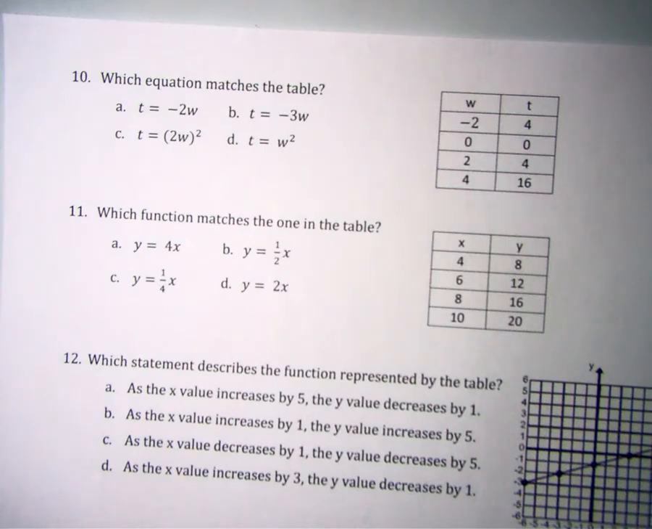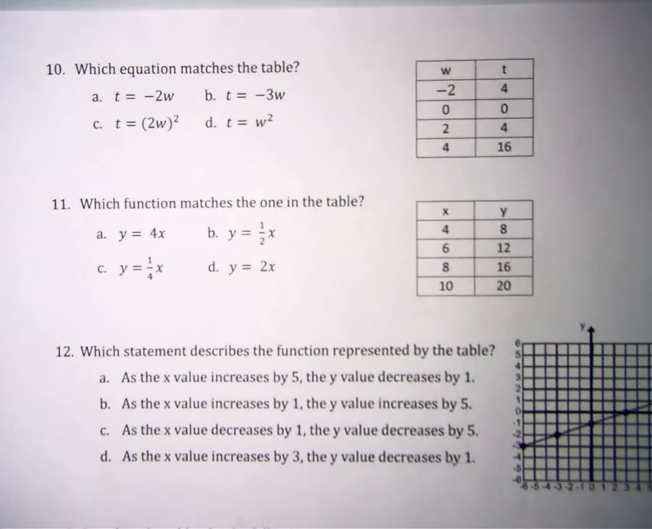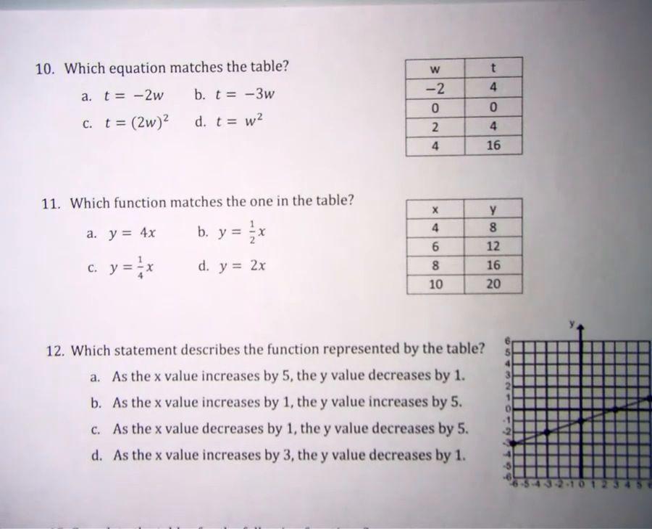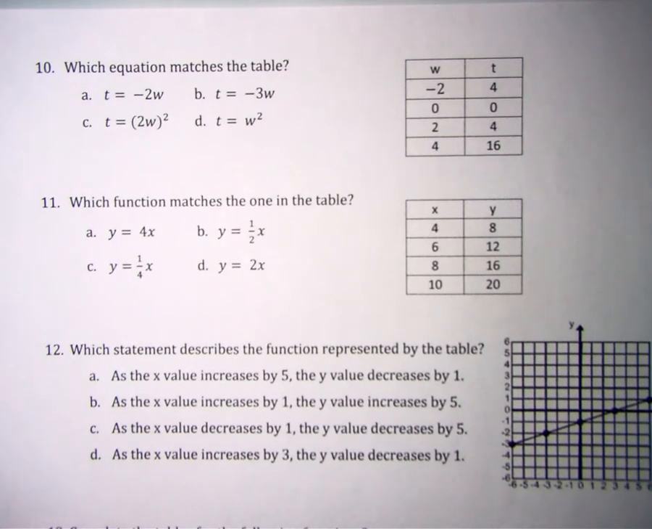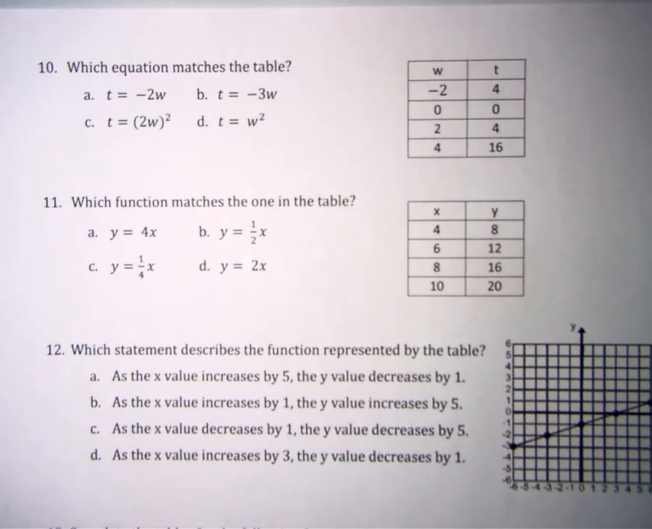Problem number 10. Yes, I realize the numbering is slightly off on this study guide, but that's okay. We can adjust. Which equation matches the table below? Well, first and easiest thing is going to be to try to figure out whether or not there's a constant rate of change at all.